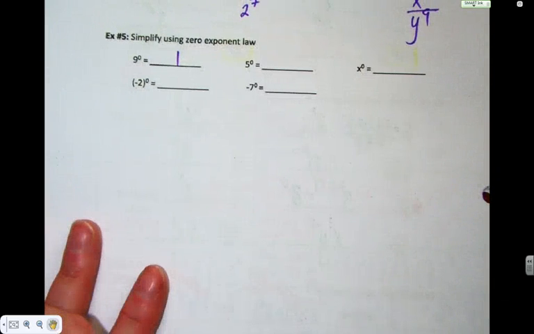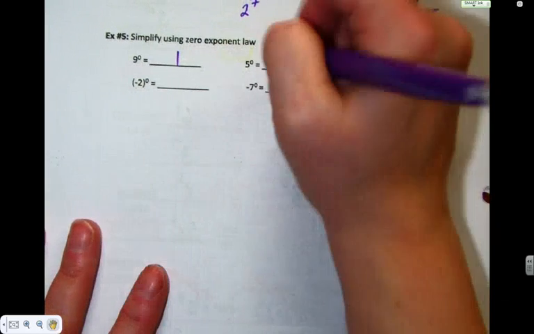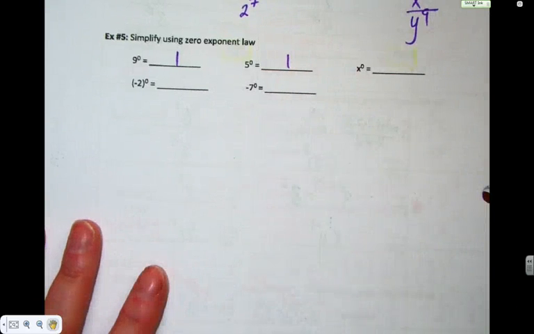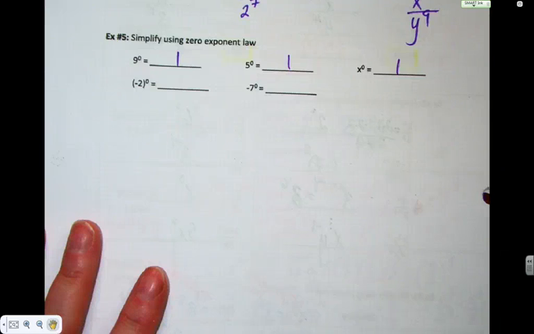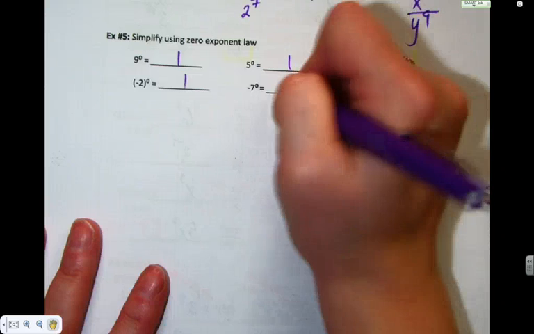Nine to the 0. 5 to the 0. X to the 0. Negative 2 in brackets to the 0. Negative 7 to the 0 without brackets. Negative 1.